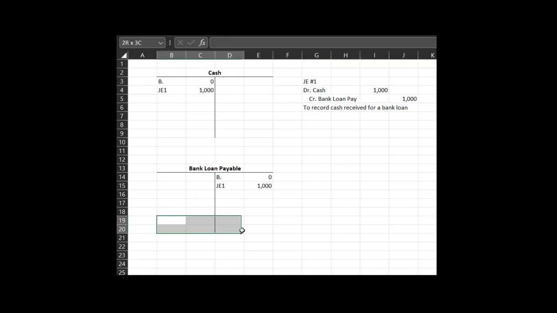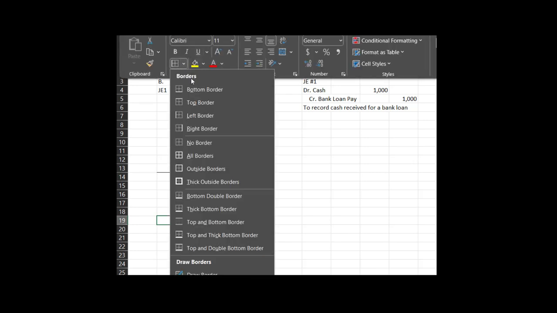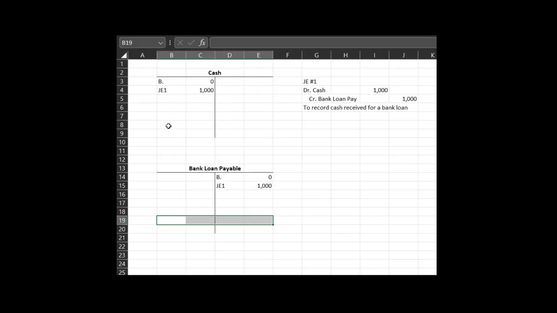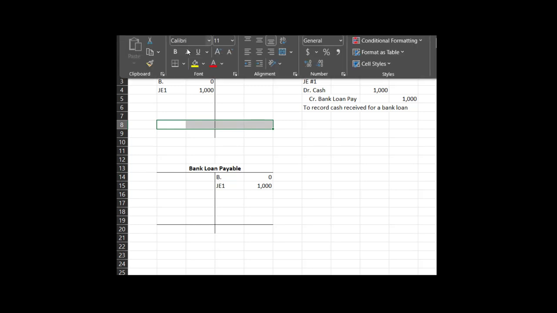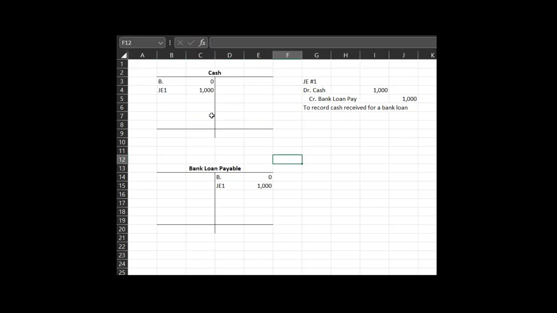Okay, and at the end, what we would do is sum up all of the activity within each of the T accounts for the entire year. So we would take 1,000, and if there were more balances here, say for example there was 500, then this balance would literally just be the sum of everything here, 1,500, ending balance.